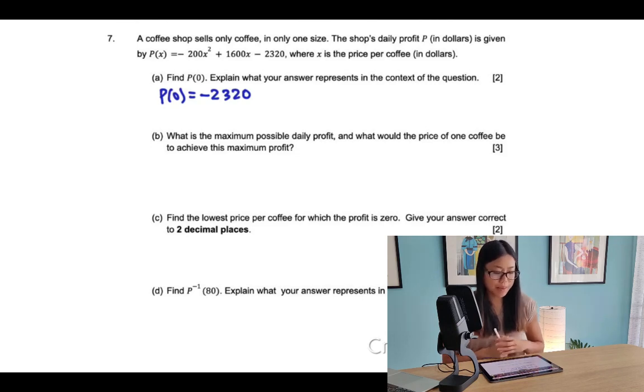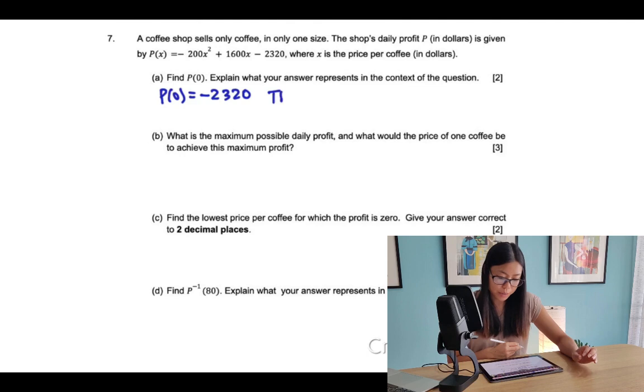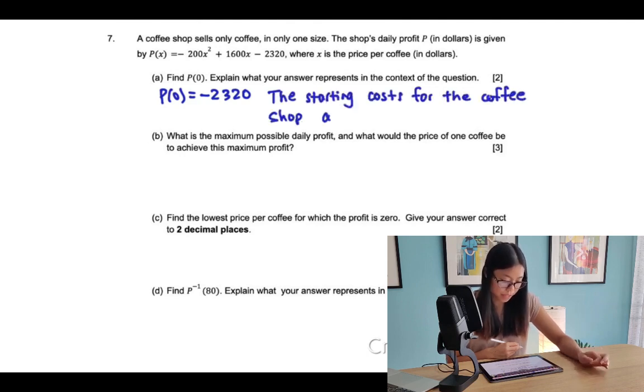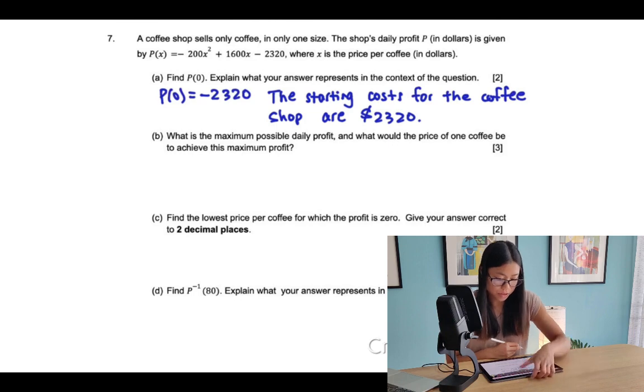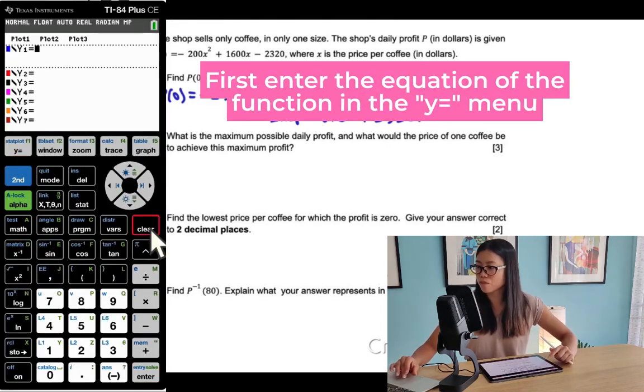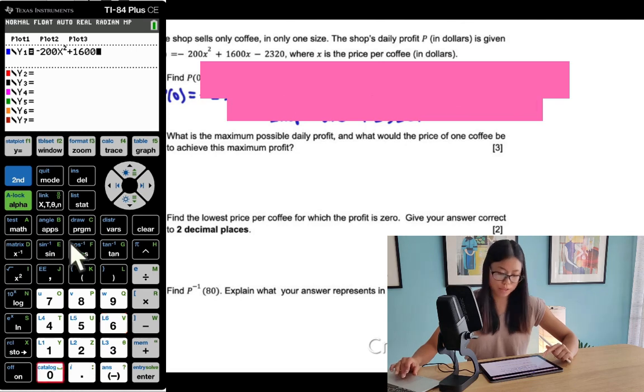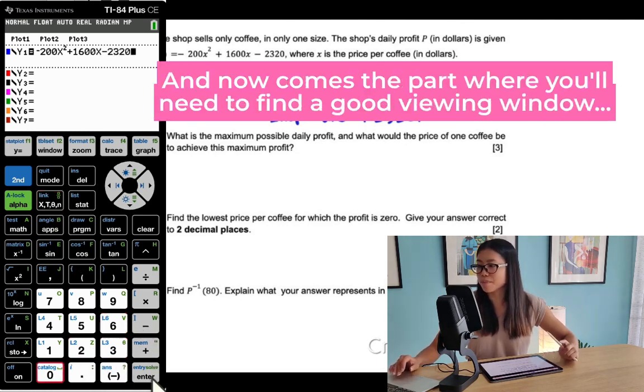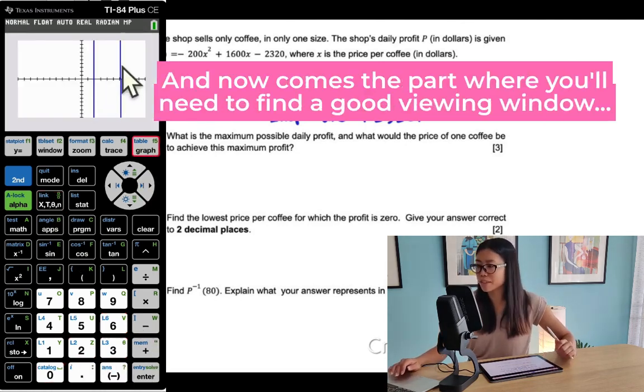B, what is the maximum possible daily profit, and what would the price of one coffee be to achieve this maximum profit? Great, so now again, we can go into our calculator, and now let's input this new function. So here we want minus 200x squared plus 1600x minus 2,320. So in our graph, and you can see I definitely need to adjust the window here. I'm not seeing enough positive y values in order to figure out what the maximum would be.